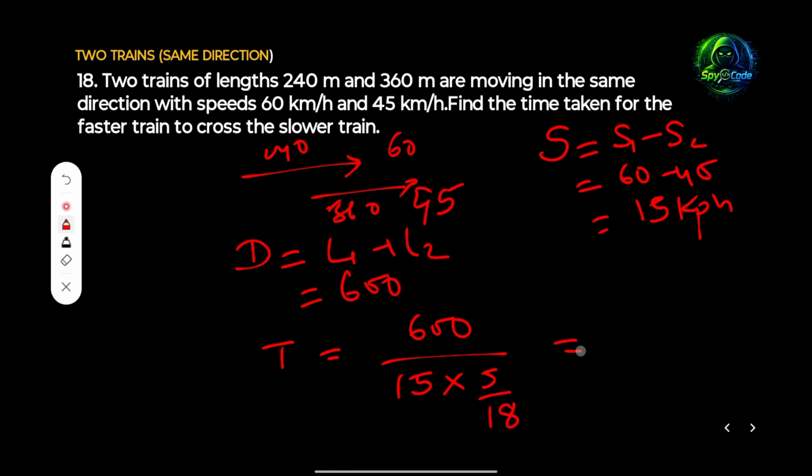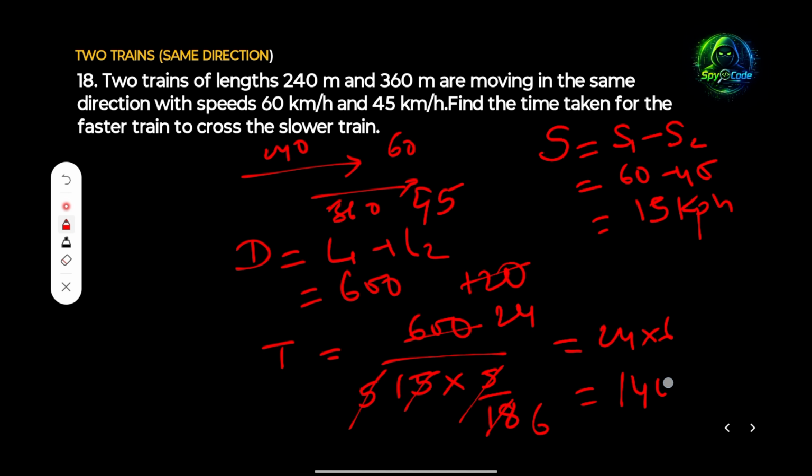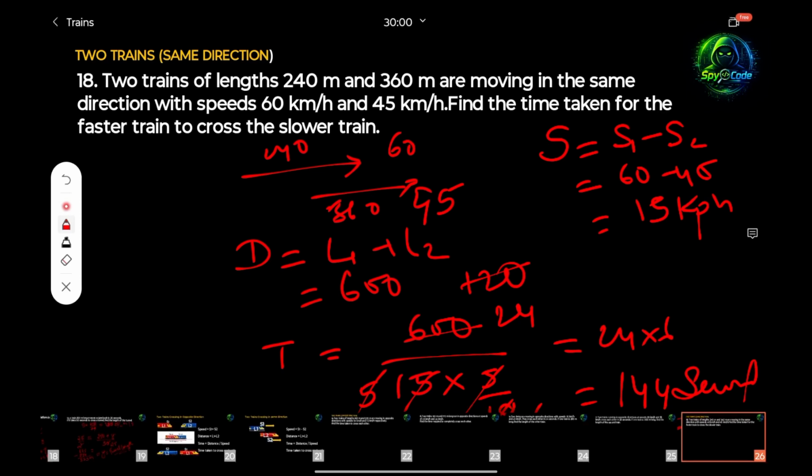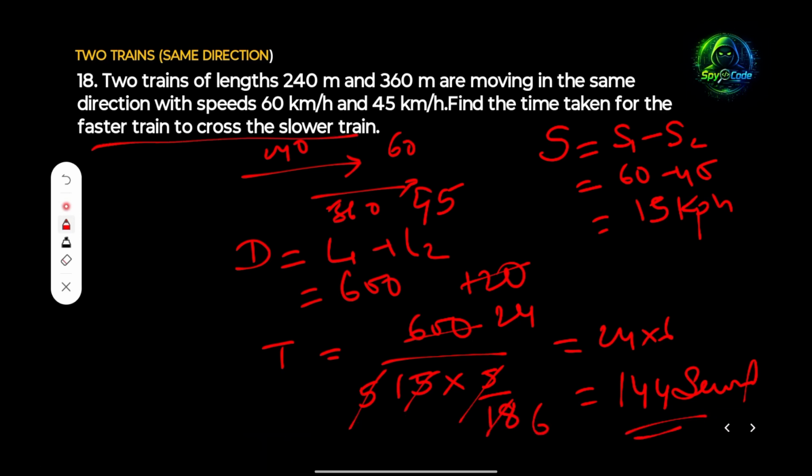So 3 5s are 15, 3 6s are 18, 12s are 524. So this will go 24 into 6 is approximately 144 seconds. Okay, time taken for the faster train to cross the slow train is 144 seconds.